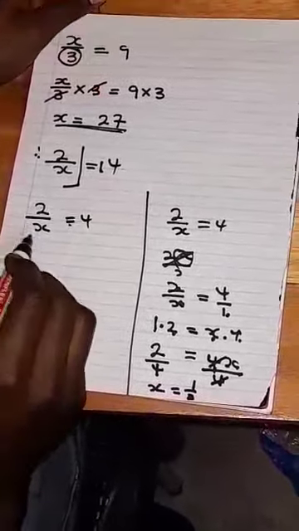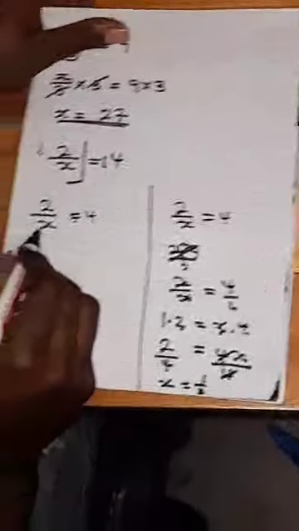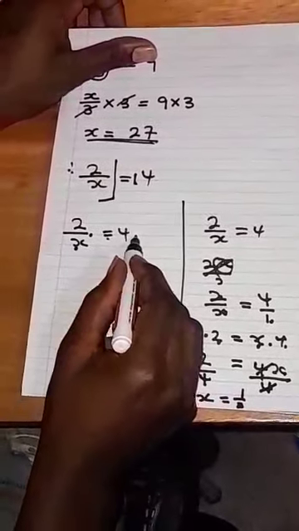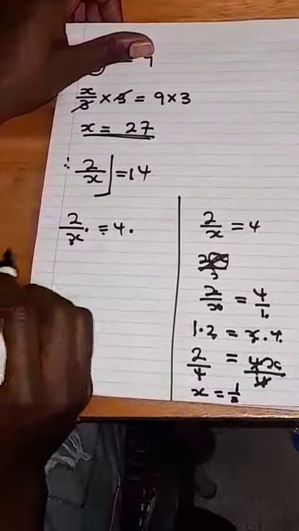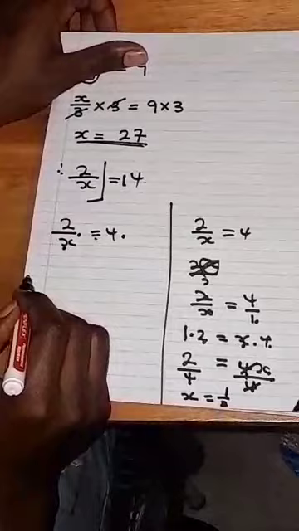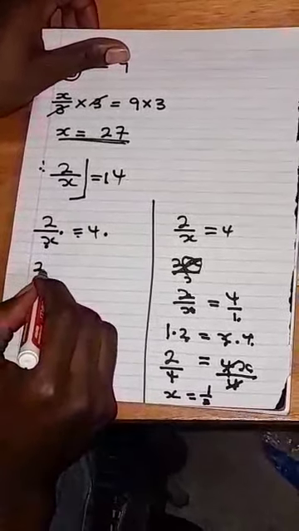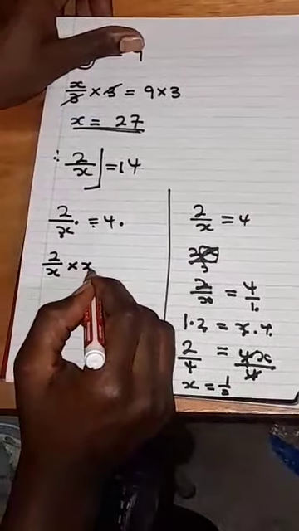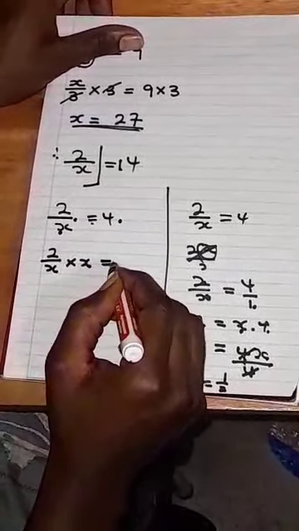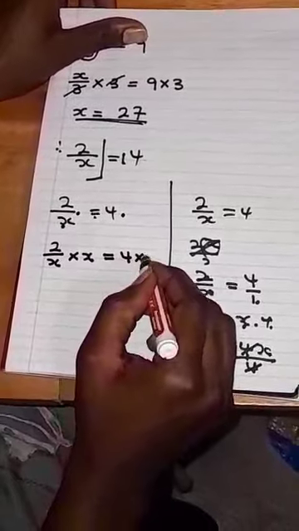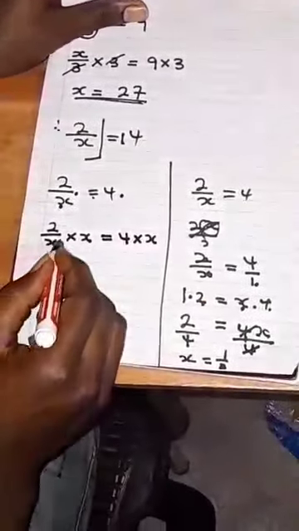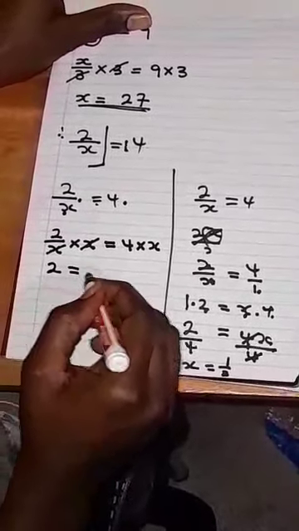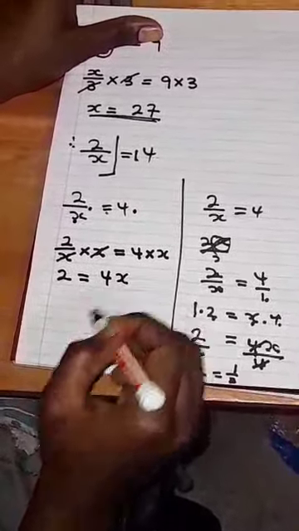The second method is 2 divided by x is equal to 4. For you to solve this x, this x will multiply this side and this side. We multiply both sides by this x, which is the denominator. So it becomes 2 divided by x multiplied by x is equal to 4 multiplied by x. So this x and x will cancel. We are left with 2 is equal to 4x.